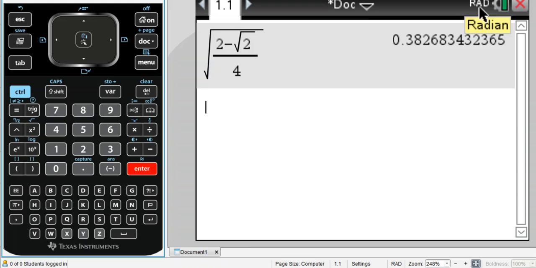You may be looking at my calculator and you'll notice that my TI calculator is in radian mode, and that's okay because I didn't use a trig equation in this expression. We're just evaluating numbers at this point.